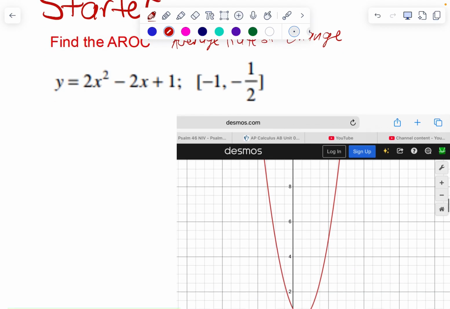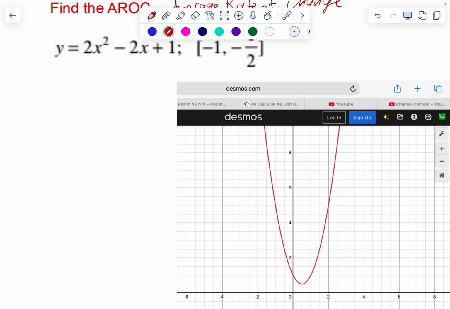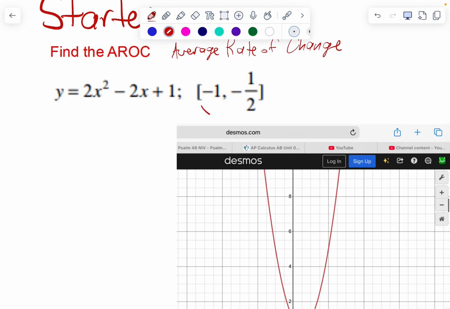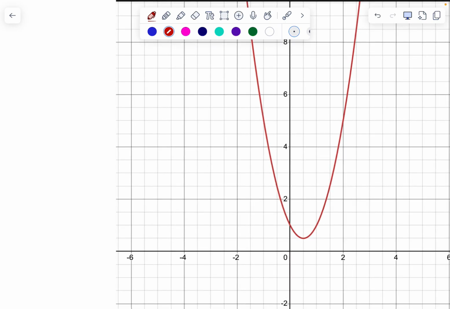So I've put the graph of this function up here. And keep in mind that these two values are both x's. So maybe call them x1 and x2, but it's not a coordinate pair. It's two x values on an interval. So we want to look at -1. And so on this graph, -1 is roughly right there.